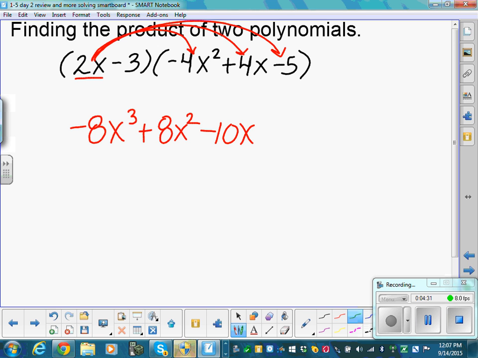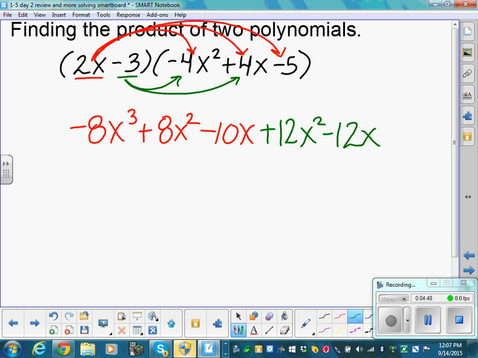Now we have to focus on our second term here, negative 3. Let's distribute that through to everything. Negative 3 times negative 4x squared is, careful because a lot of sign errors can happen, positive 12x squared. Negative 3 times positive 4x is negative 12x. And then negative 3 times negative 5 is positive 15.